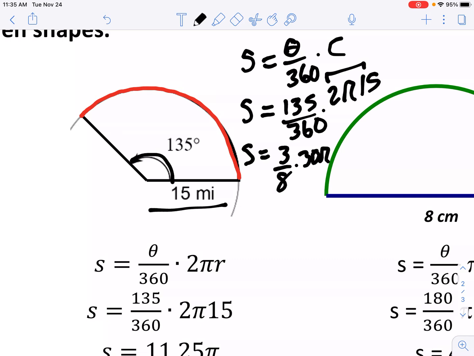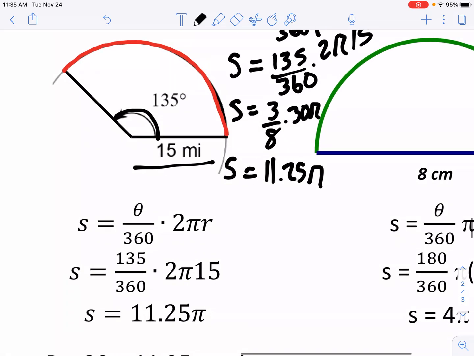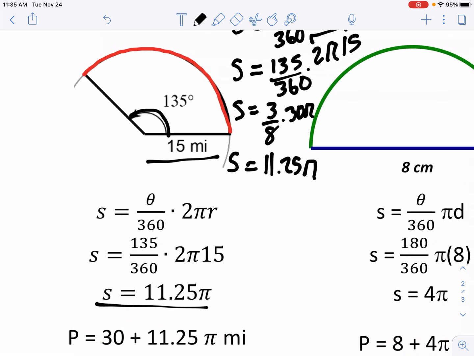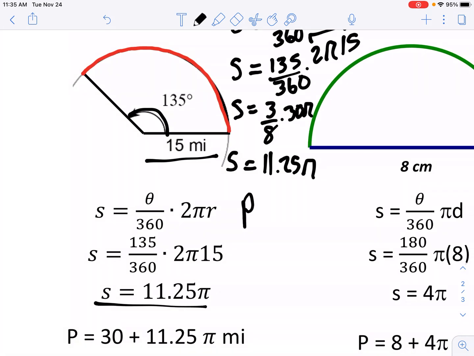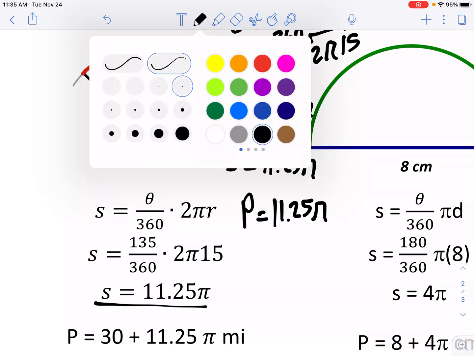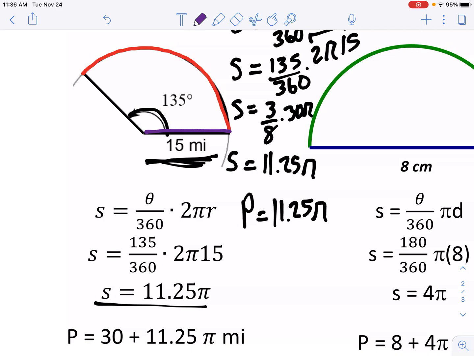Then we can multiply this together and we'd have 3/8 times 30, and again we can multiply that in our calculator. 3/8 times 30 comes out to be 11.25 pi. Okay, and I get the same thing as they do. So our arc length here is 11.25 pi, but that's just the arc length. To find the actual perimeter of the whole figure here, that would be 11.25 pi plus this length, because remember, perimeter is along the boundary line of the entire figure, plus this length, plus this length.